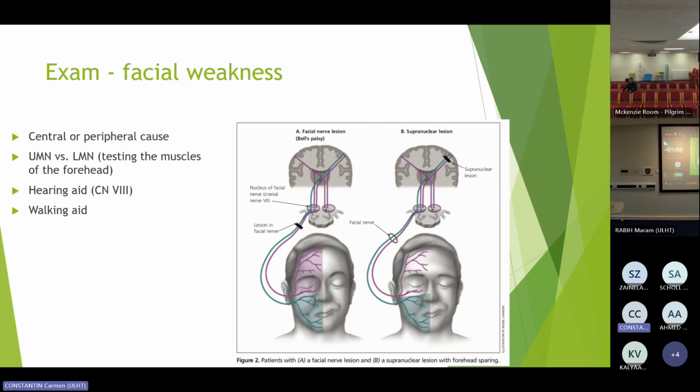When you have a facial weakness presentation, it is always a battle: is this central or is it peripheral?